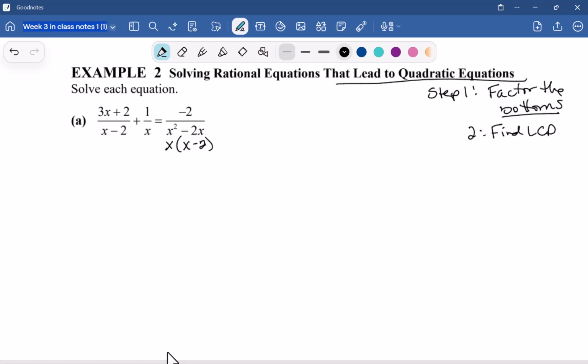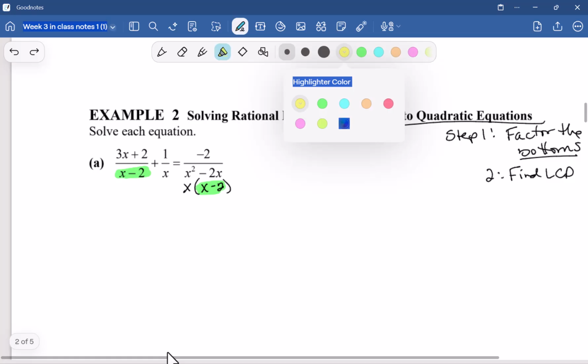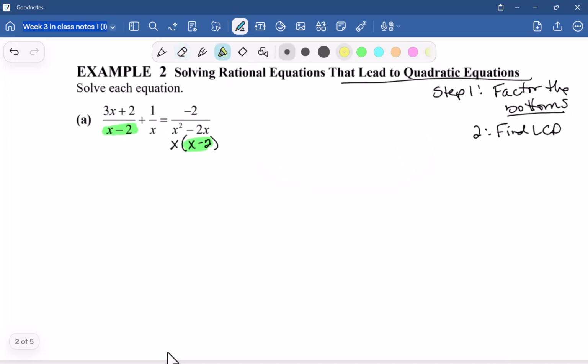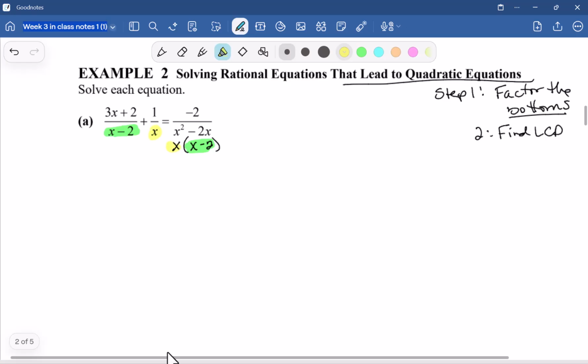So my LCD, the least common denominator, has to have everything on the bottom, but you do not have to repeat it. So you see how I have an x minus 2 twice? And I have an x and an x. Okay. So my least common denominator, I have to have an x and I have to have an x minus 2, but I do not have to put it twice. I want to see if you can kind of see that. I don't have to write it twice. If it's included once, I do not need to put it again.